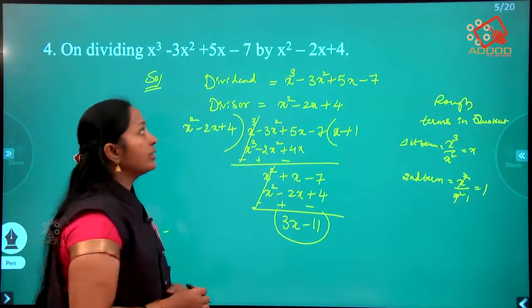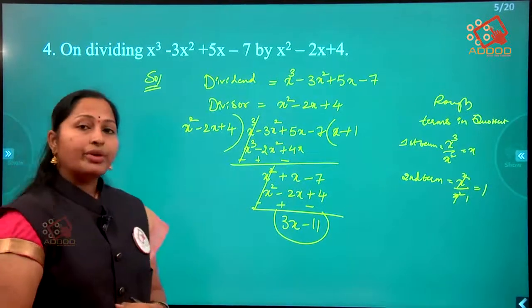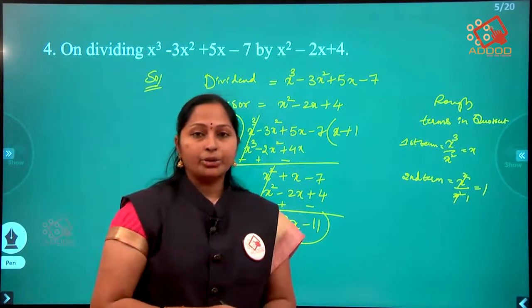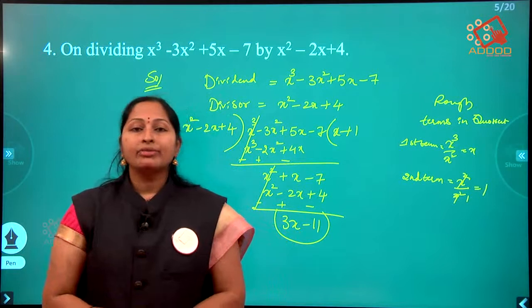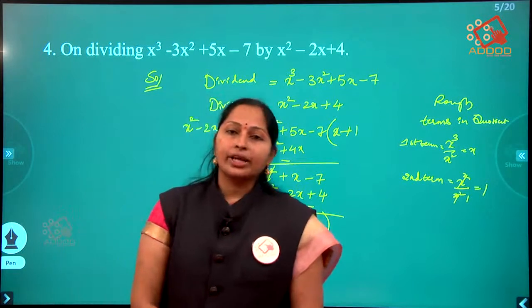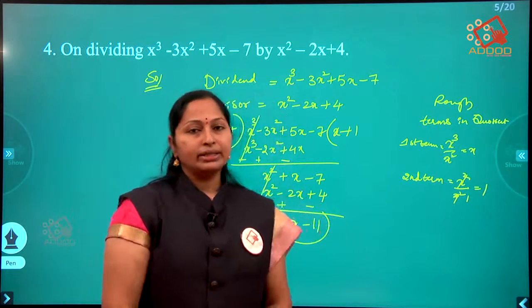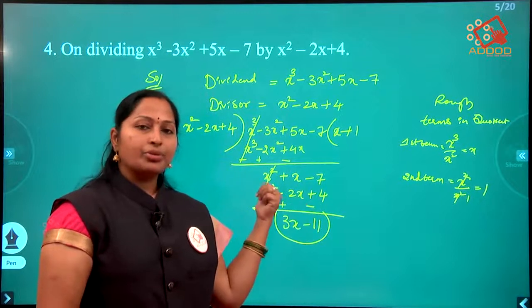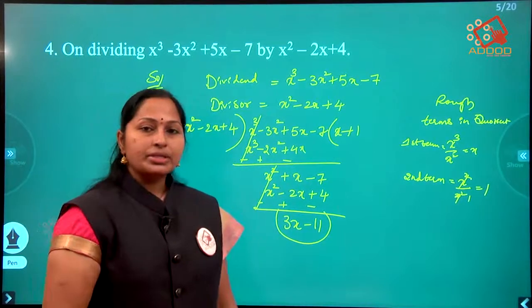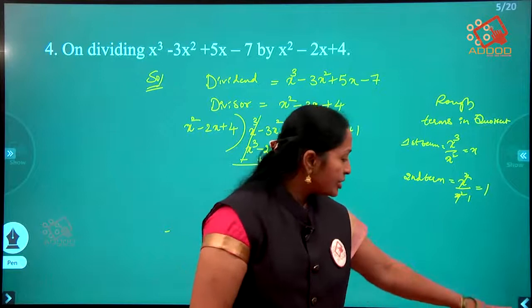This is a reminder. If they are asking to verify, then only that time we need to verify by applying the formula: dividend is equal to divisor into quotient plus remainder. But in this question they did not ask, so we have solved before the question. Okay students, now we'll move on to the next question.